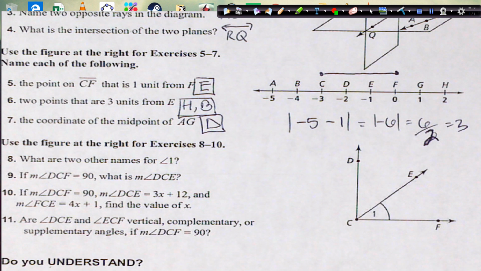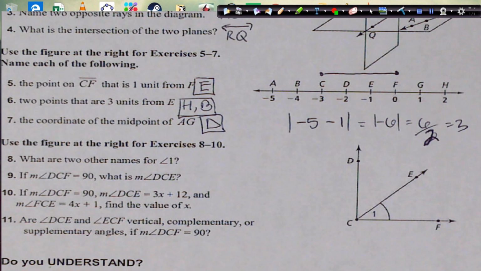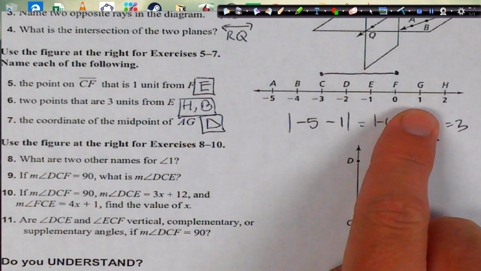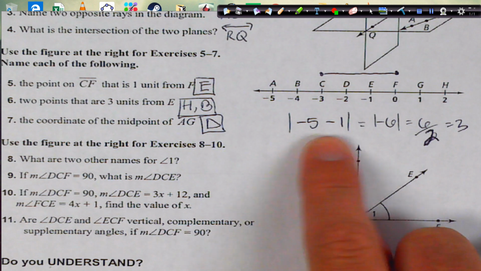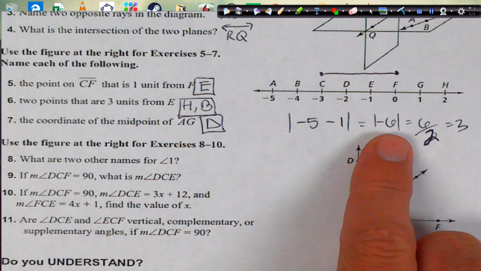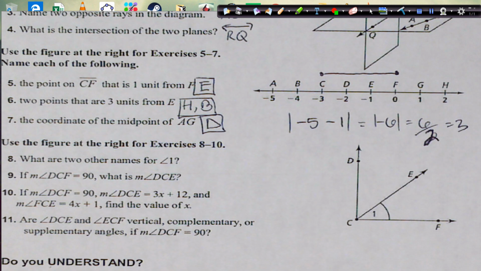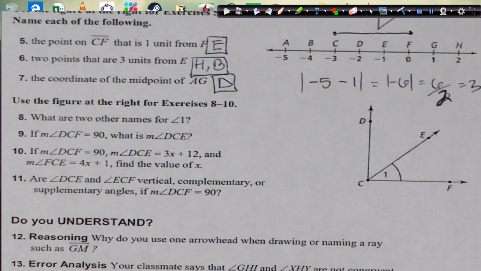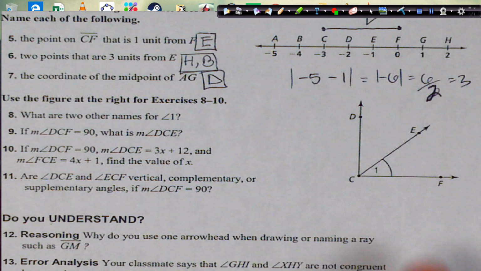Again, to find the length of a segment, we can take the 2 values, -5 and 1, and then just subtract them. So -5 minus 1 is -6, and then take the absolute value, because length cannot be negative. What are 2 other names for angle 1?